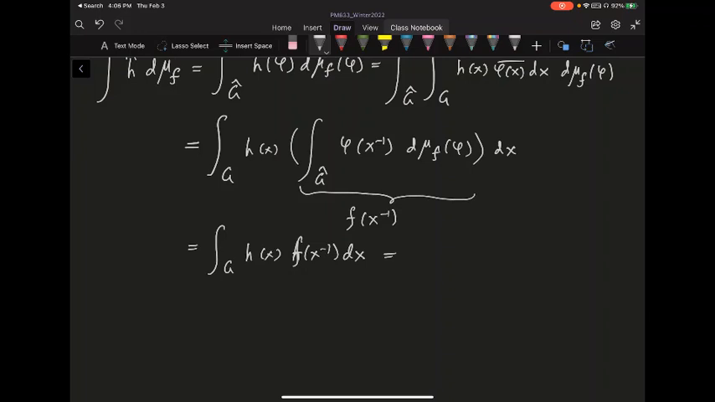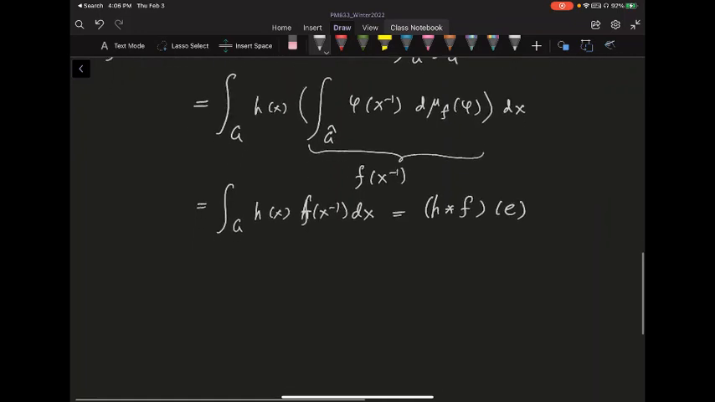And if you just stare at it, you realize this is essentially just equal to the convolution of h and f evaluated at the identity, okay? So you have h of x and you have f of x inverse. So that's the convolution at identity. Here f and h are both L1 functions, so the convolution is indeed defined.